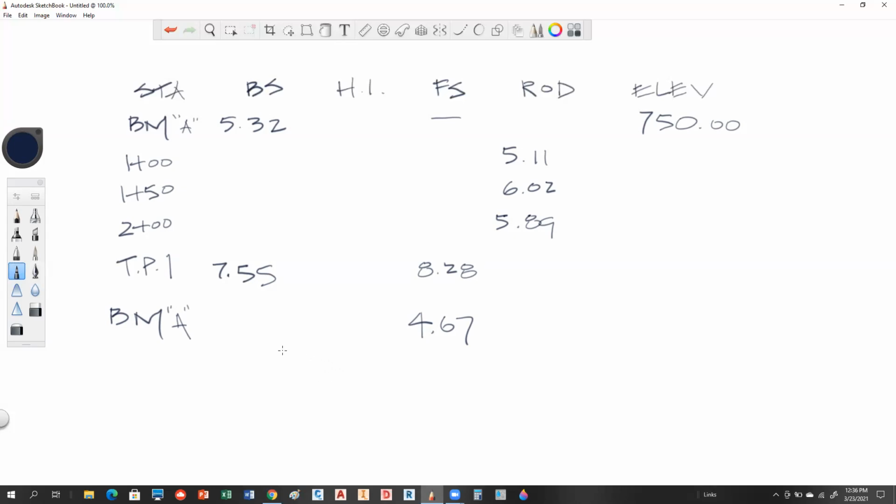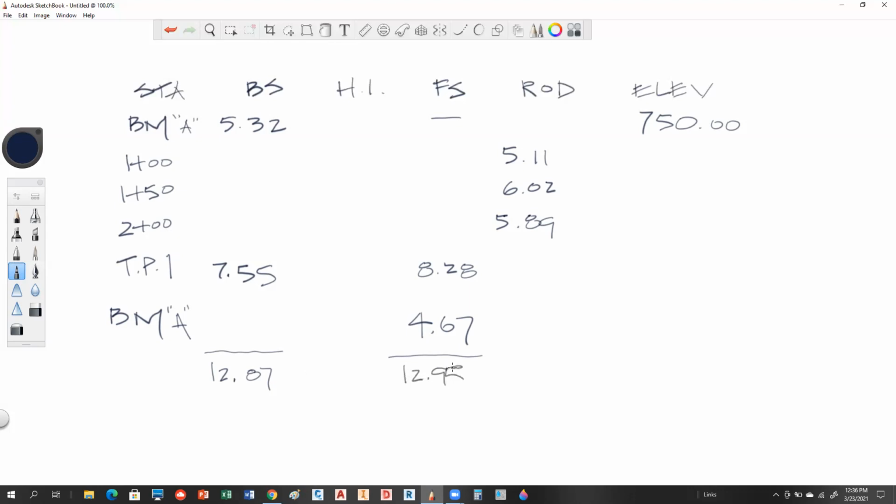That's correct. So what we're going to do is sum these columns and compare them. 532 plus 755, I'm coming up with 1287. You guys can verify this. 828 plus 467, that's what I got. So we get agreement. Yeah, and then 1295.